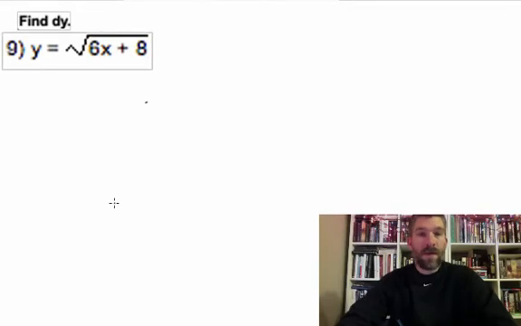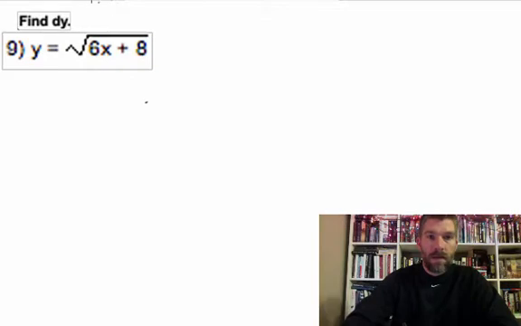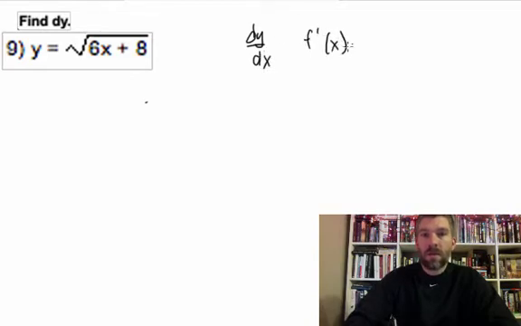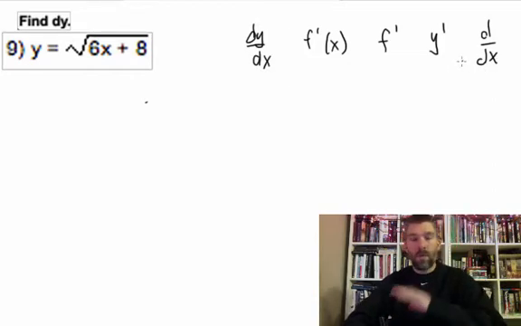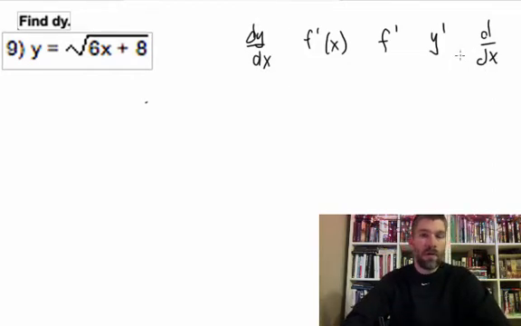All right, on this problem, we want to find dy, and so we're just going to harken back to those times when we were talking about different ways that you could write a derivative. You could say dy dx, f prime of x, f prime, y prime, or d dx. These are all different ways to show that you're involving a derivative.